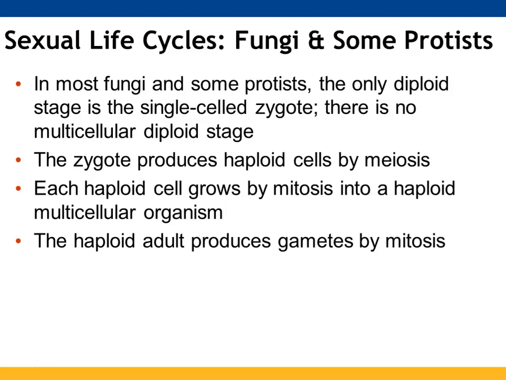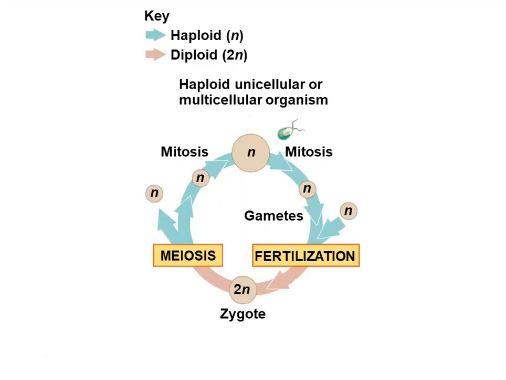So with fungi and protists, it's a little bit different because the only diploid stage that you have is the zygote, once the haploid gametes have fertilized. The zygote is able to produce haploid cells via meiosis, and those haploid cells are going to produce your multicellular organism with just one copy of those chromosomes. And because it only has the one copy of the chromosomes, the adult form is able to produce gametes just via mitosis. So fertilization is the only time when you're going to have your diploid form.